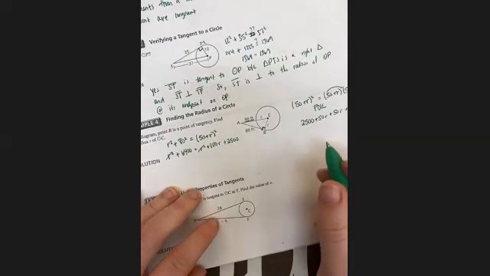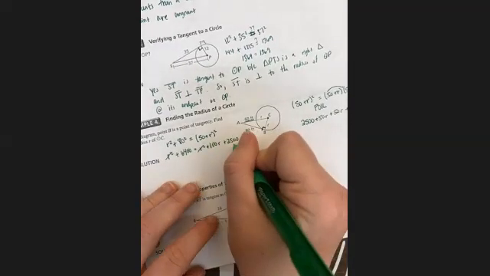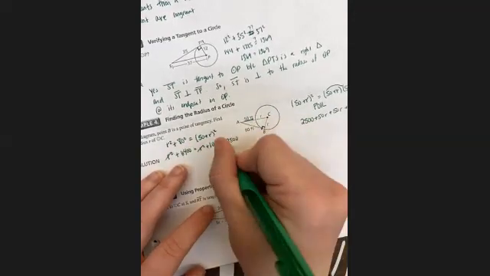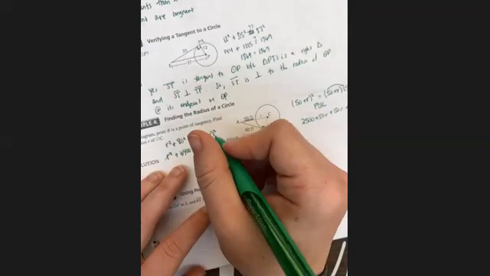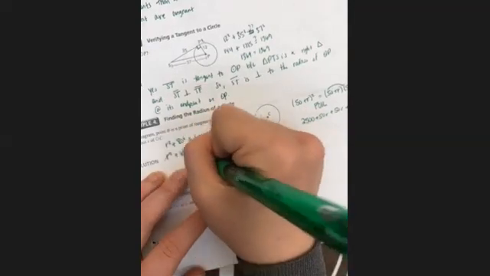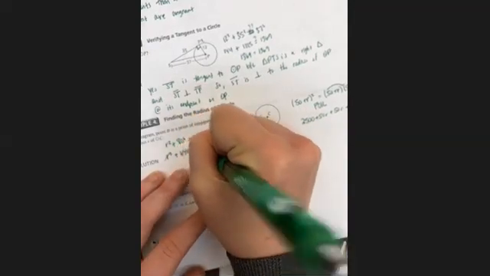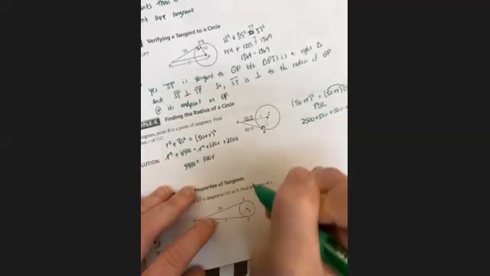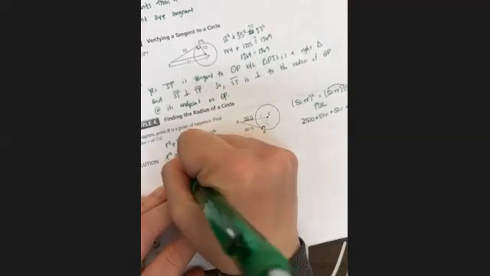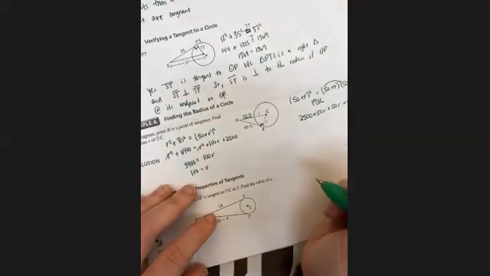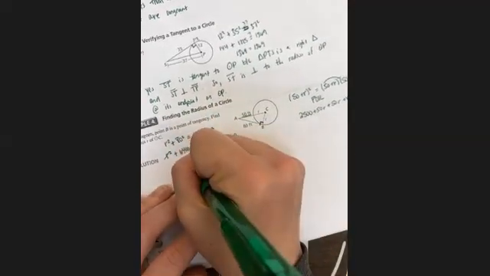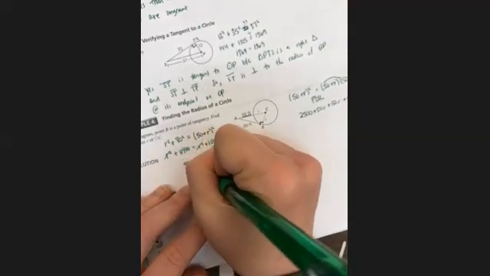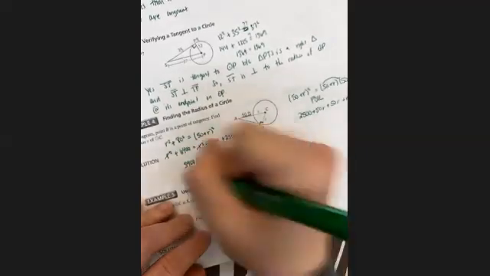So then I get 100R plus 2,500 equals 6,400. Subtract the 2,500 and you get 100R is equal to 3,900. Divide by 100 and you get, sorry, not 100, 39 is equal to R. I'll just rewrite it. There we go.